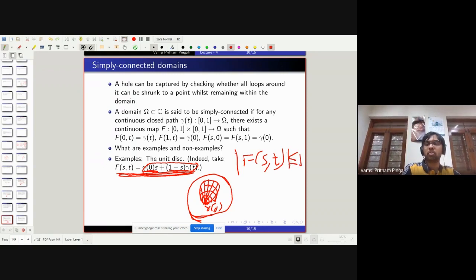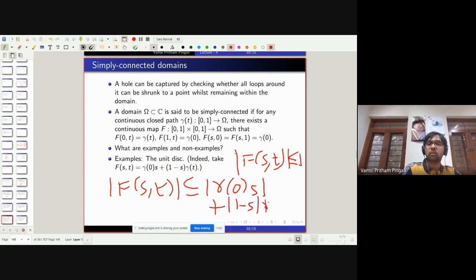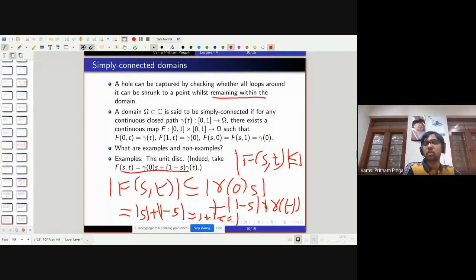Why? Because of the triangle inequality. Mod of f of s, t is less than or equal to mod of gamma of 0 times s plus 1 minus s times mod of gamma of t. So this is mod of s plus mod of 1 minus s. And in fact, s is between 0 and 1, so this is s plus 1 minus s. This is 1. So this is indeed within this domain. So the unit disk is an example of a simply connected domain. It does not have any holes. Indeed, if the unit disk was not an example of a simply connected domain, the fault is not with the unit disk, the fault is with us for making a stupid definition.